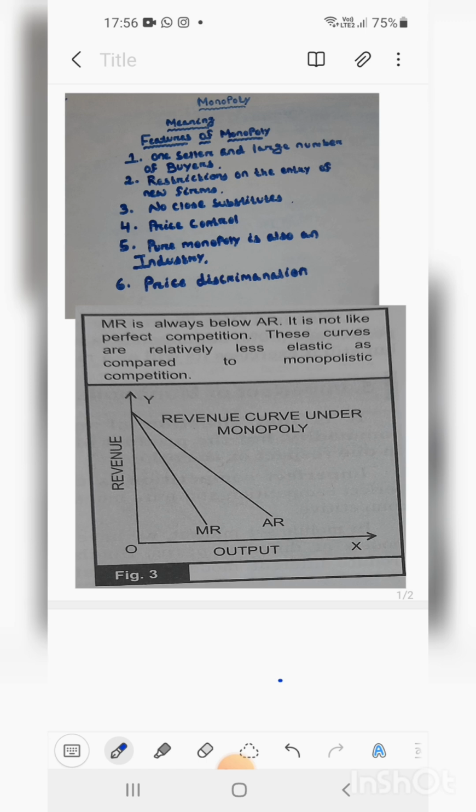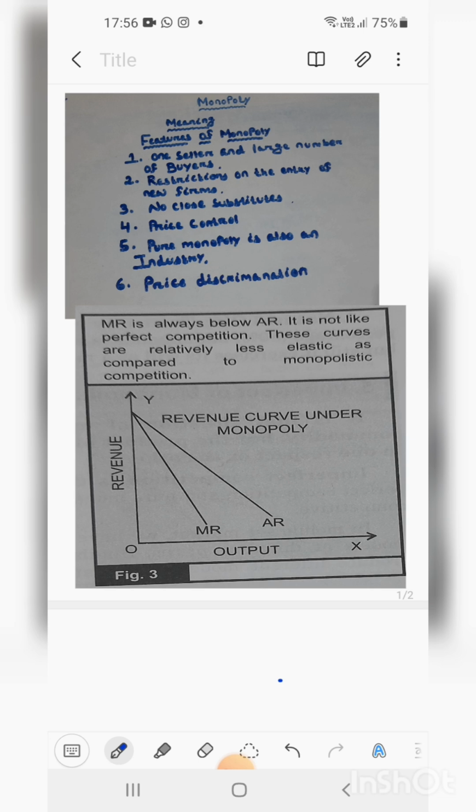A single firm controls the production of a commodity. Monopoly is a market situation in which there is only one producer of a commodity with no close substitutes. In monopoly, there is no difference between firm and industry. A monopoly firm is in itself an industry.